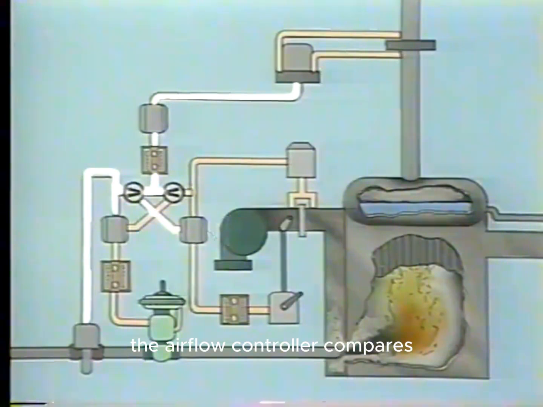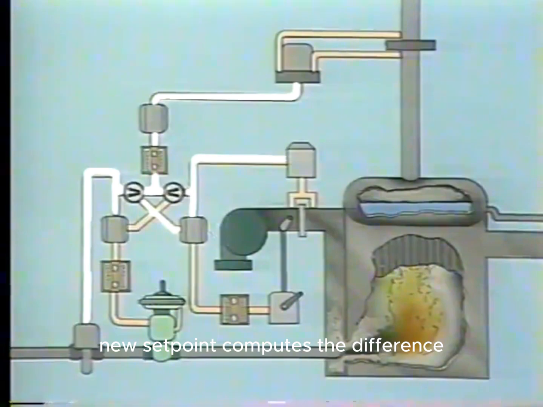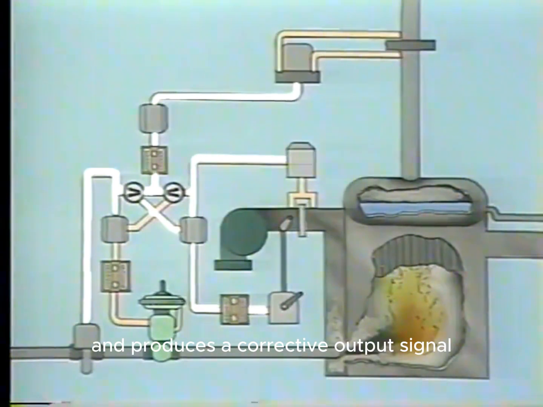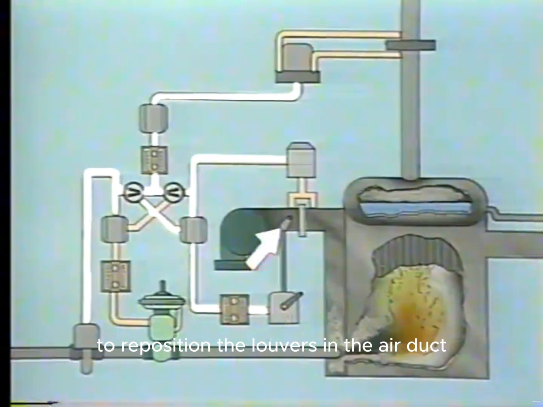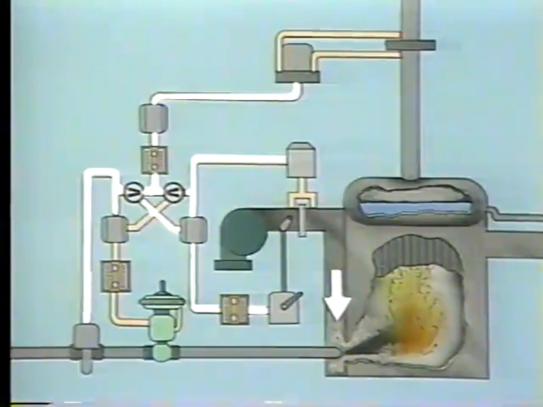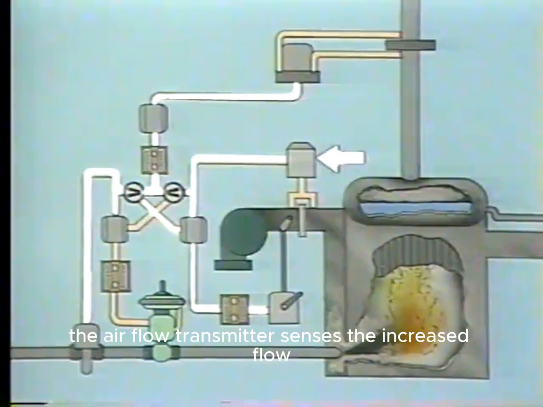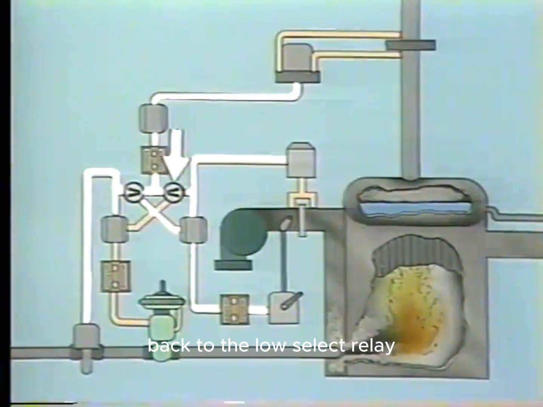The airflow controller compares the signal from the airflow transmitter to its new set point, computes the difference, and produces a corrective output signal. This signal causes the final control element to reposition the louvers in the air duct to increase airflow into the furnace. The airflow transmitter senses the increased flow and sends a signal representing this new flow back to the low select relay.